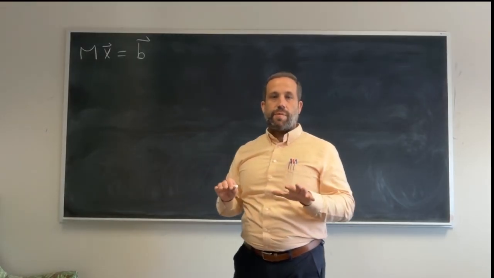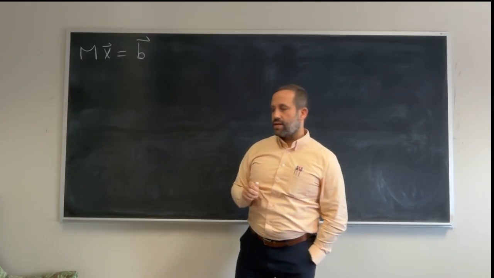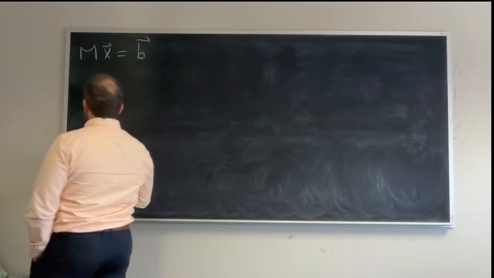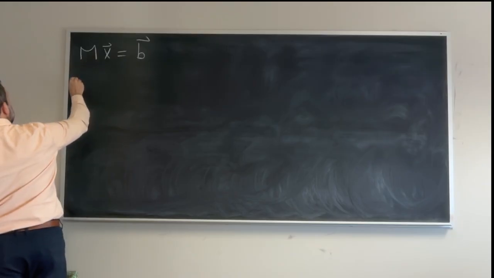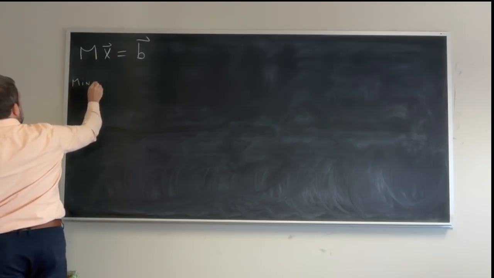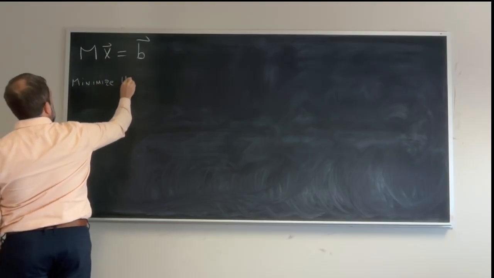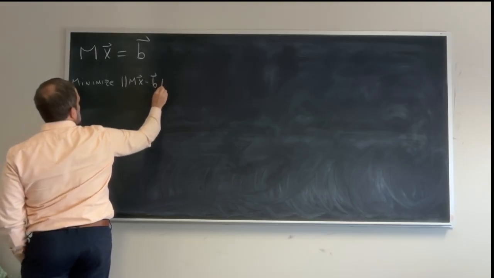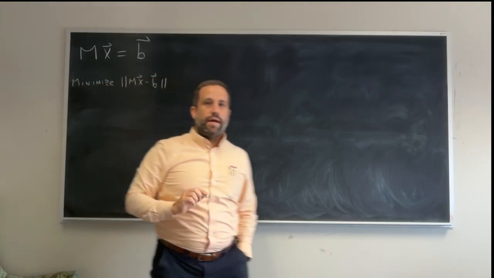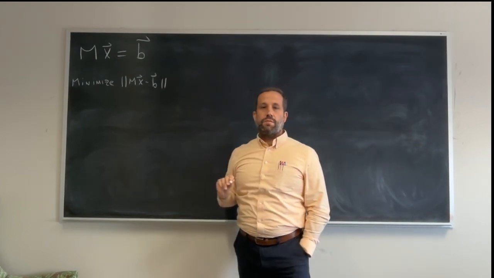So I just want to step back and think through things a little more abstractly than just being directly related to this class, and I want to think about solving this equation Mx is equal to b. Now, we saw that we can sort of replace this equation with the following. Minimize ||Mx minus b||. So find the x that minimizes ||Mx minus b||.